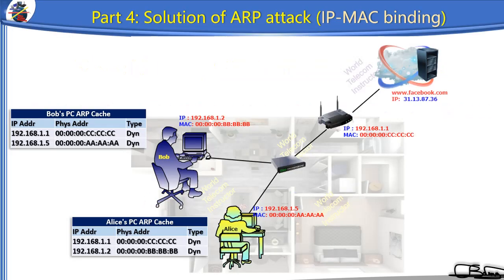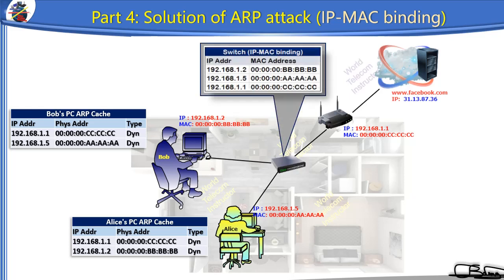So we do have a couple of solutions to overcome the ARP attack. One of the solutions is known as IP MAC address binding. What does it exactly mean? The switch on the network will try to remember each IP address and the MAC address. This is IP MAC address binding.